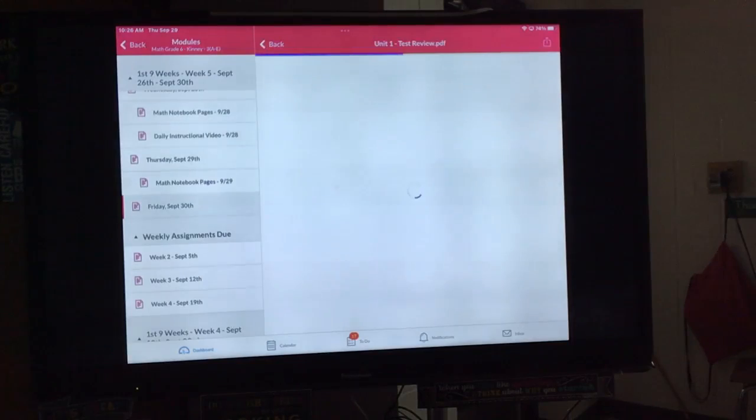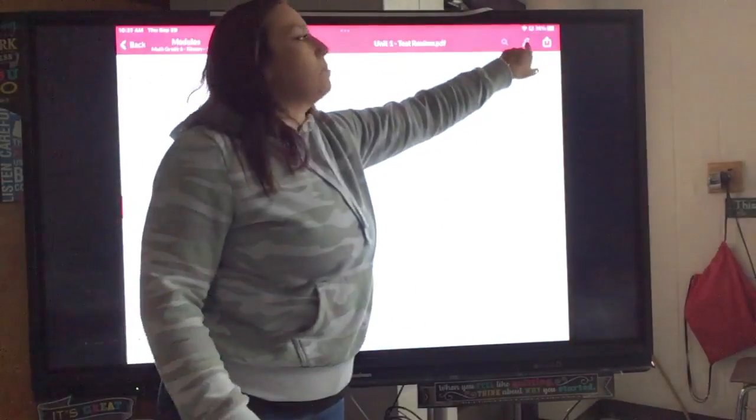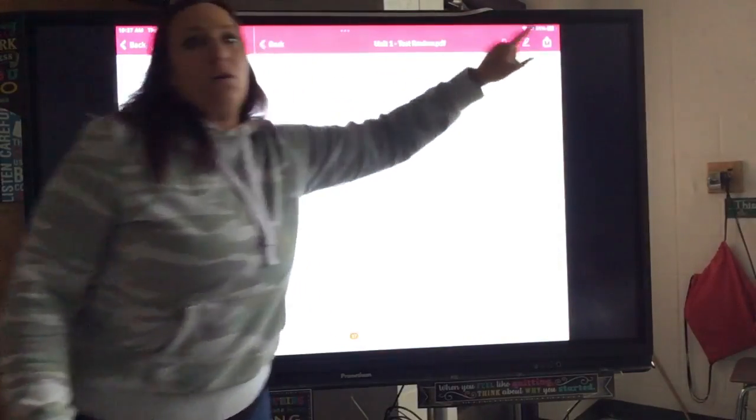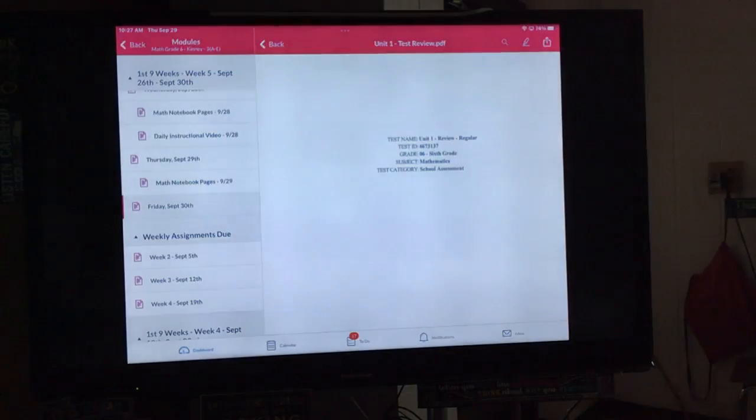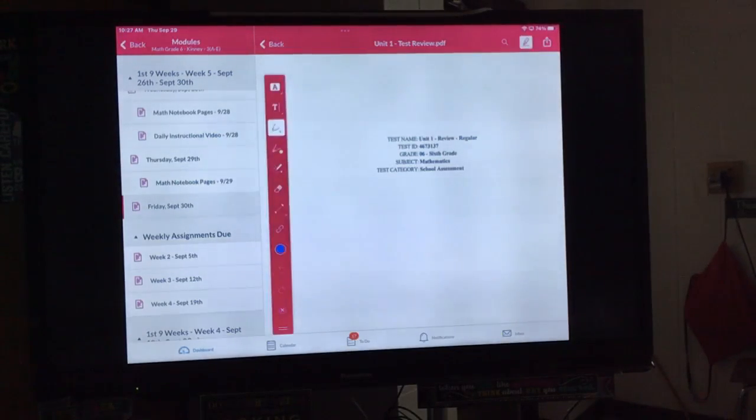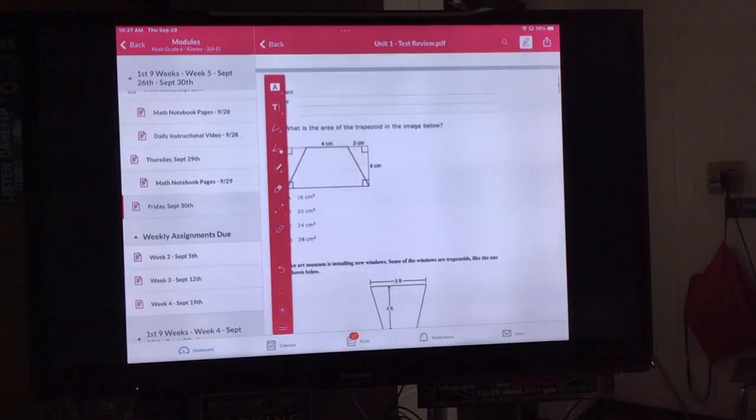And the way that you know that you did this correctly is you're gonna see this little marker right here in this top corner. That's what you want. You wanna be able to see that marker, okay? That marker is going to allow you to click on it, you can highlight, whatever you want to do. For tomorrow, you are going to be annotating your questions here. Okay, so you're going to highlight the information. You can even circle your answers on this page.